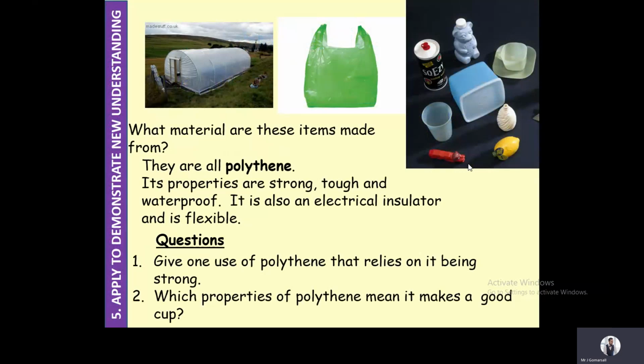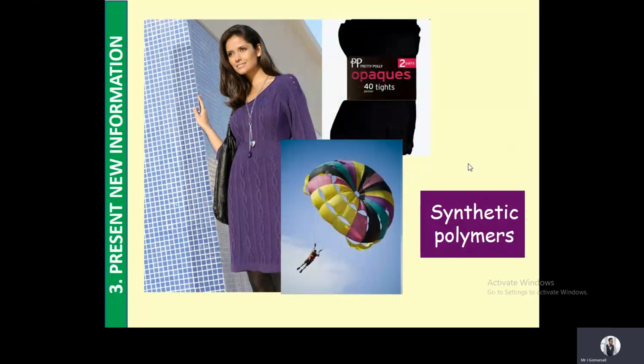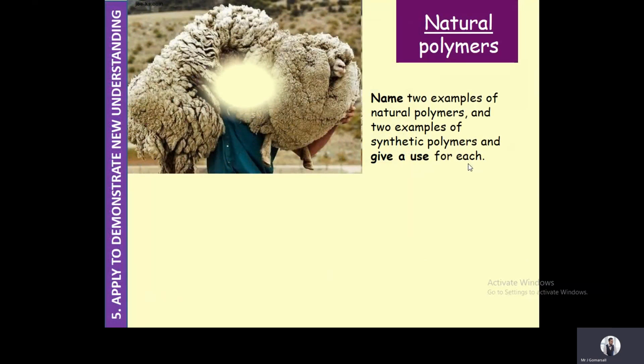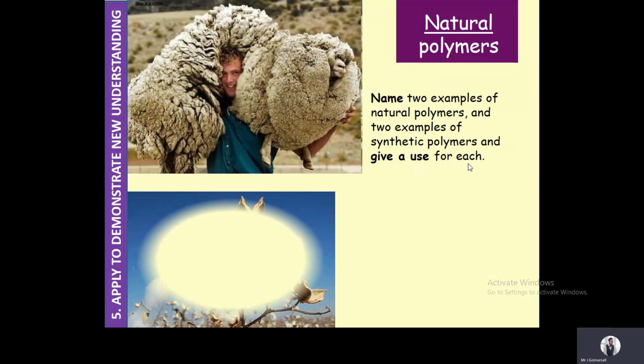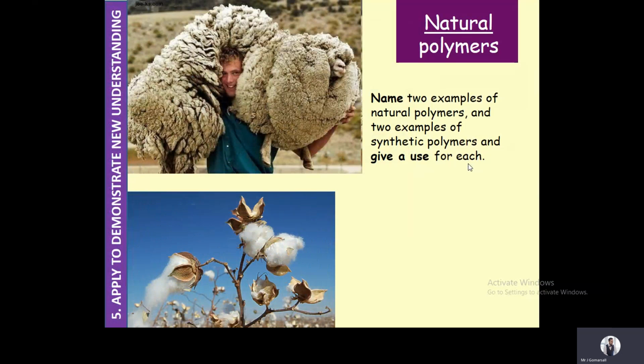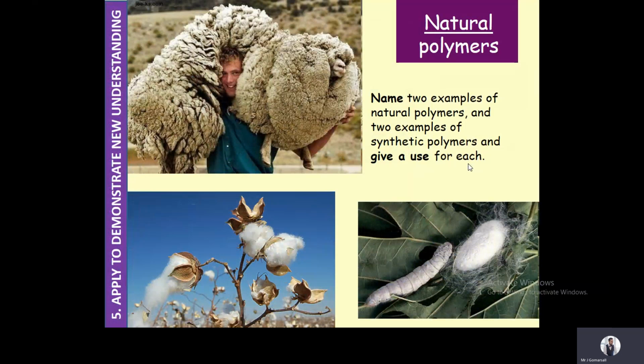So that's polythene. There are synthetic polymers. Those are things that are made in a factory. They are made using chemicals. And then there are natural polymers. So here are some examples of some natural polymers. Here we've got some cotton and some wool. And here we've got a silkworm and a ball of silk. These are all natural polymers.